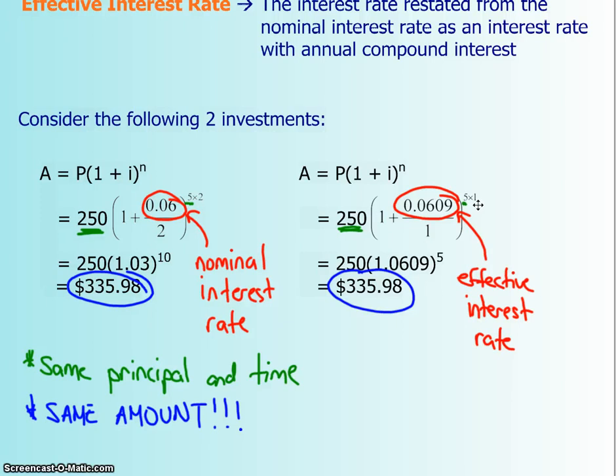Okay, so which one would be better? Well, the trick's on you. They're actually both the same. Your future value is the same. There is a way where you can take your nominal interest rate and calculate an effective interest rate where you'll get the exact same future amount when you're only doing interest for once a year.